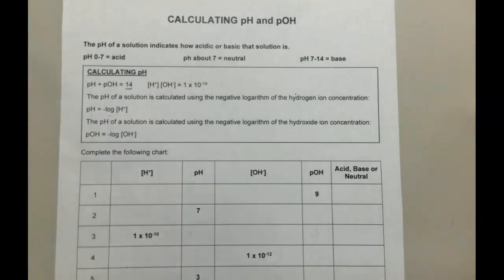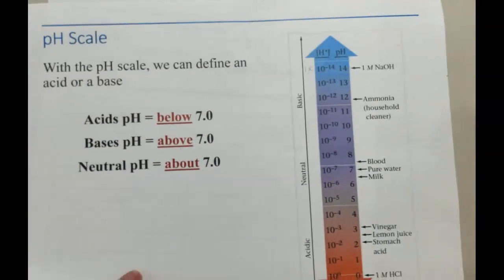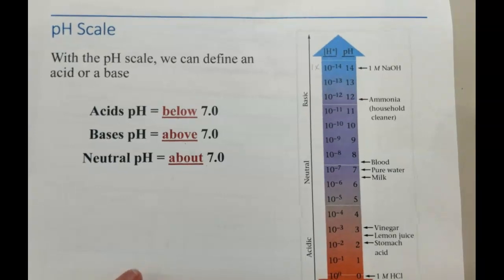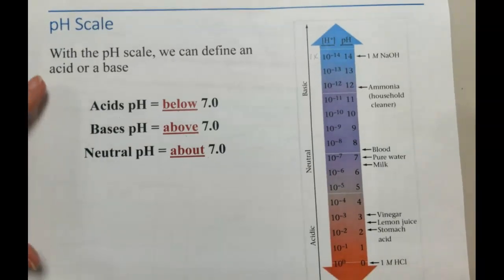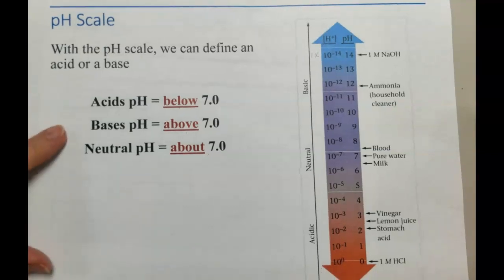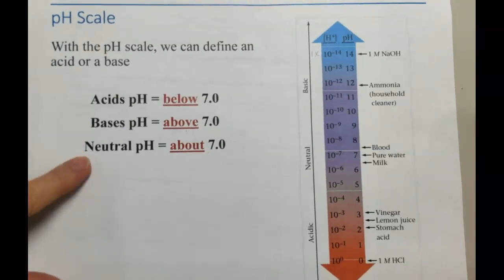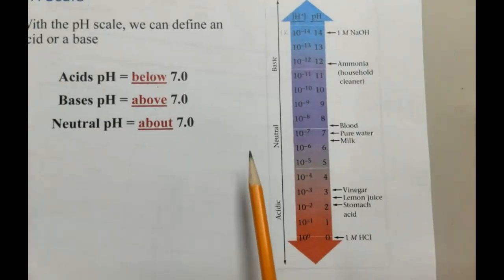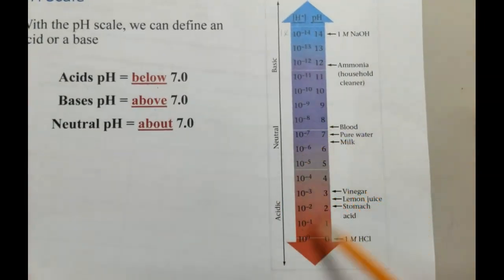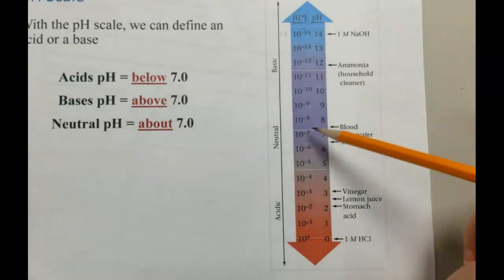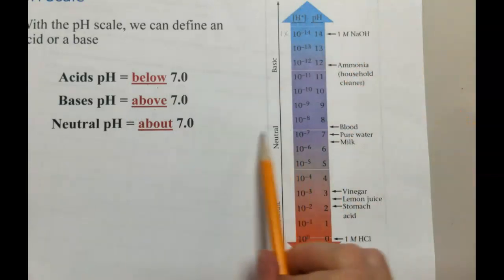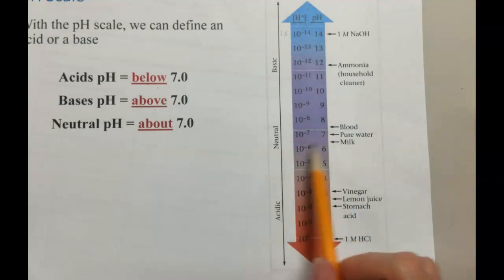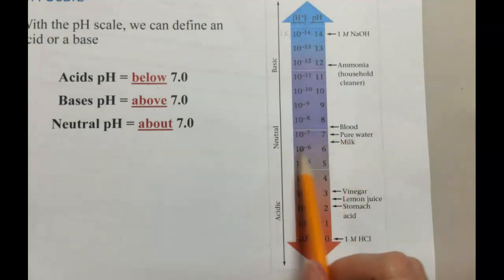I'm going to go back to this last slide right here on the PowerPoint from our notes and just recall that when we calculate pH, from that we determine if we have an acid, base, or neutral salt. So below 7 is always going to be our acids. Above 7 is going to be our bases. And then at 7, that's everything that's neutral, is going to be right there.